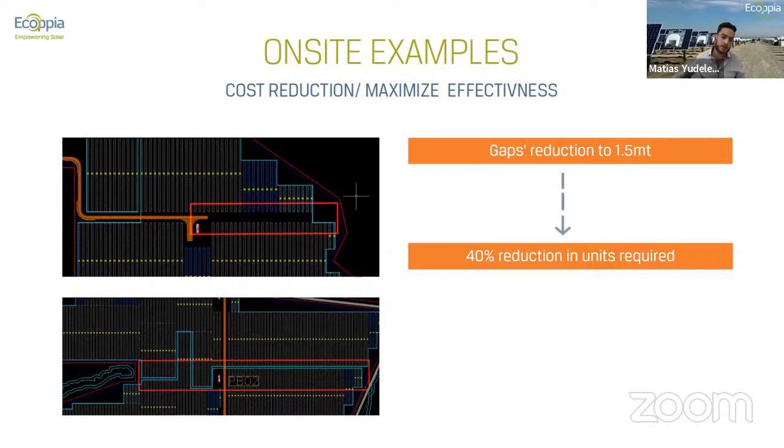So here we can see that with our input, on the upper image, the gap between the rows was approximately 4 meters. For us, we deem an optimal gap between rows, in order to be able to create bridges between the rows and minimize the amount of robots per megawatt, of up to 2 meters. Here, we were able to decrease the gap to 1.5 meters, which led to a reduction of 40% of units required in the site, therefore dramatically decreasing the capex of the cleaning solution.